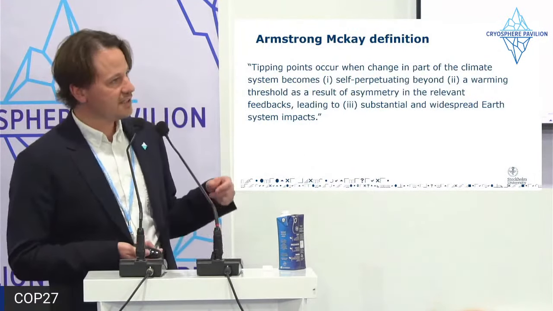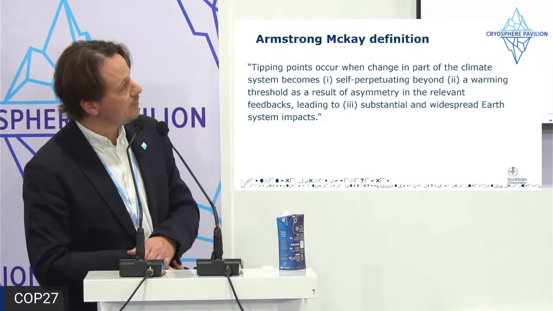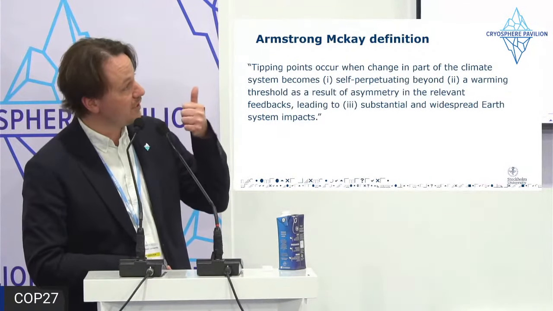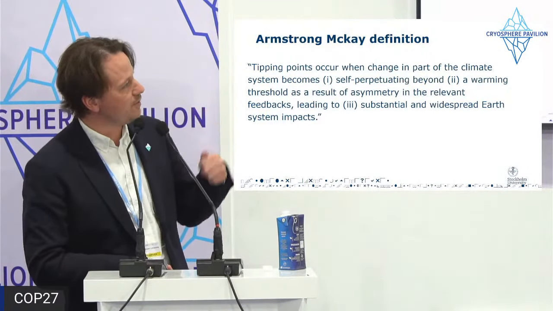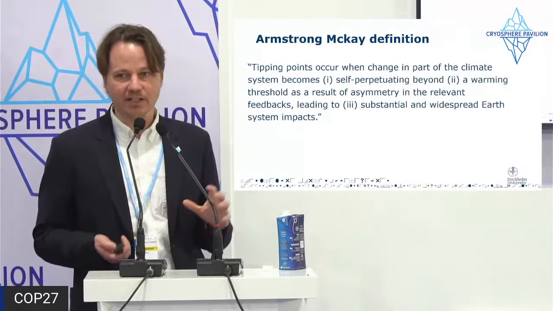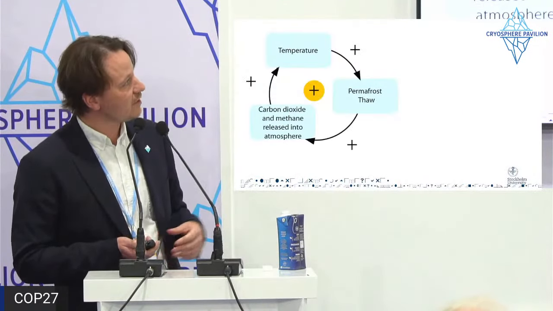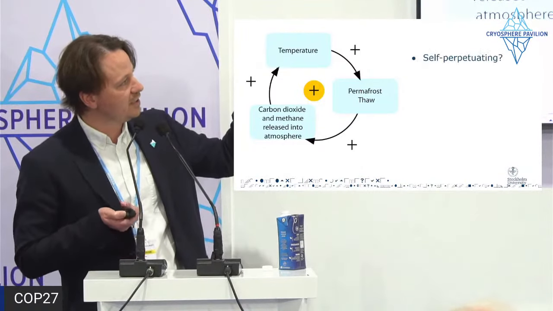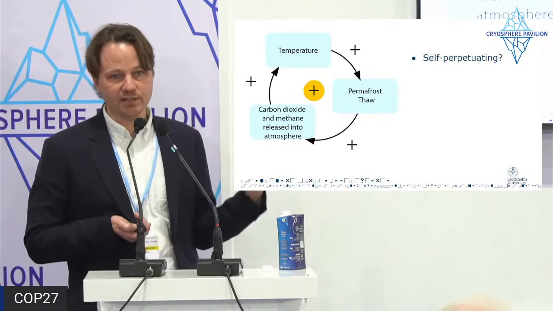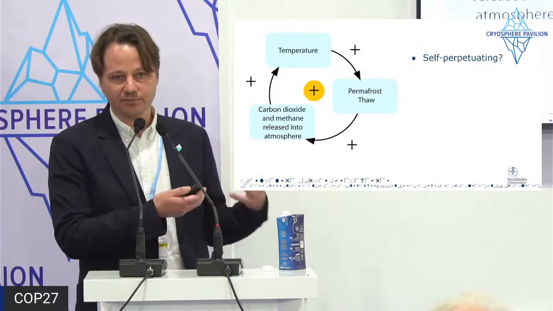And now I want to bring the discussion back to the tipping point. And here again, I have this definition by McKay et al. Tipping points in the climate system occur when change in part of the climate system becomes, one, self-perpetuating, two, beyond a certain threshold, which leads to three, substantial and widespread Earth system impacts. I'm going to try to look at this definition a little bit in the context of permafrost and what we know about that. So we have the feedback: permafrost thaw, methane and carbon dioxide release, more temperature. And then the question is, is this self-perpetuating? We know that it's self-reinforcing, that's clear. But self-perpetuating would mean that all other things being equal, it would emit enough carbon to actually perpetuate itself.